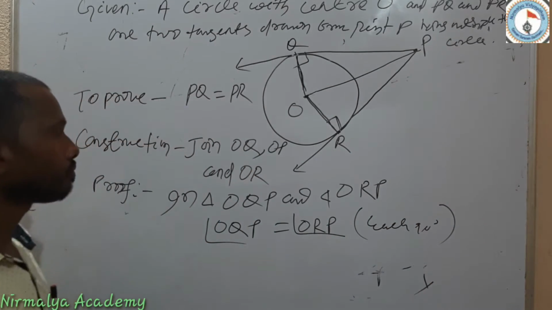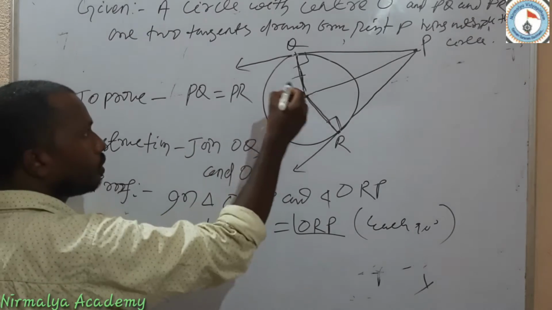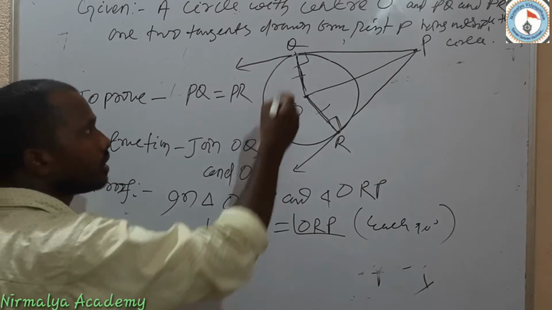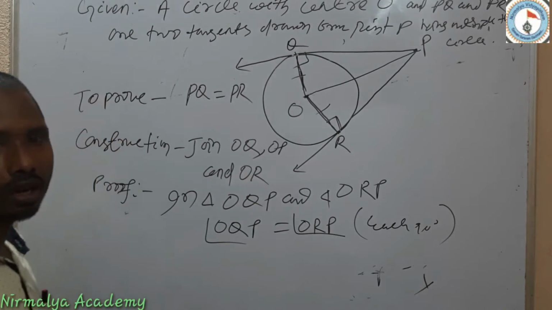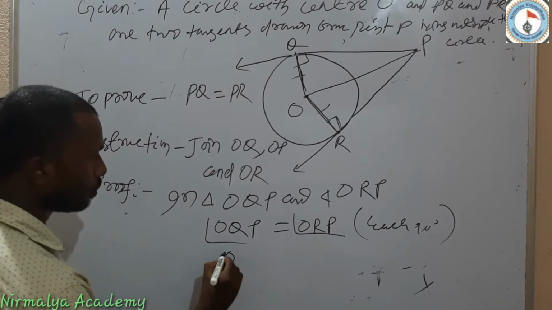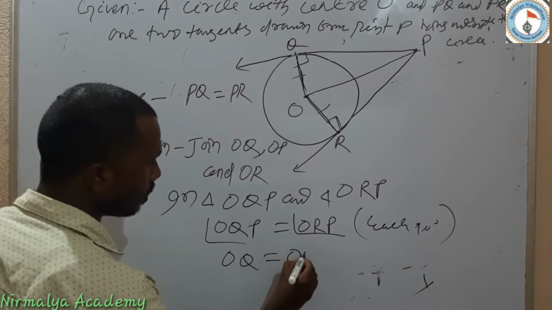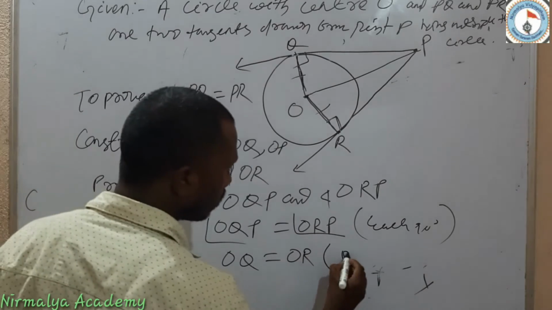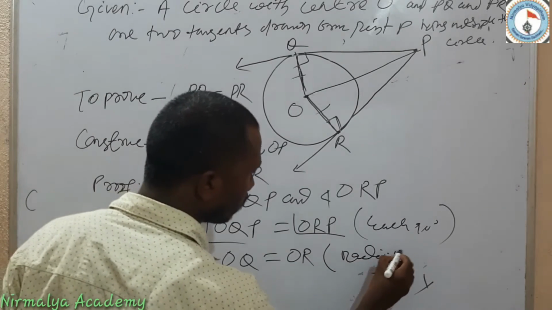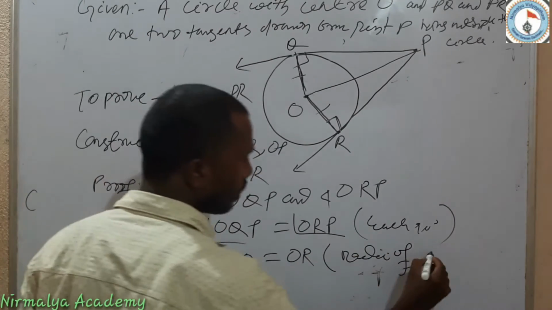Next, OQ equals OR because they are the radii of the same circle. So OQ equals OR, radii of the same circle.